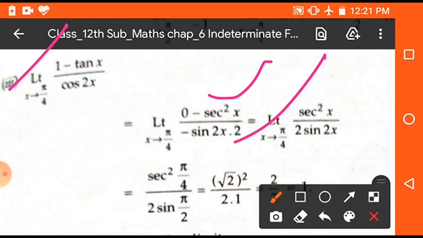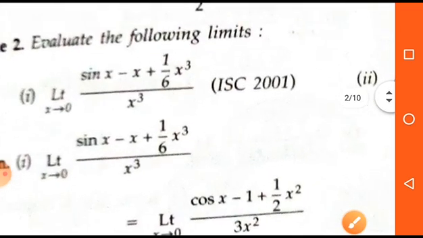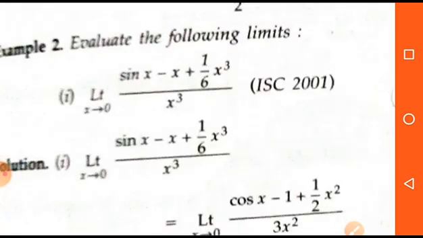Now you can easily put x is equal to pi by 4 because function is defined. So put sec square pi by 4 upon 2 sin pi by 4, and we know that sec pi by 4 means 45 degree. It will be root 2 square and 2 into 1. Clear? So with the help of L'Hospital, you can solve those questions which are not solved by the simple rule because they are not defined. So with the help of L'Hospital rule, you can easily solve such types of problems.